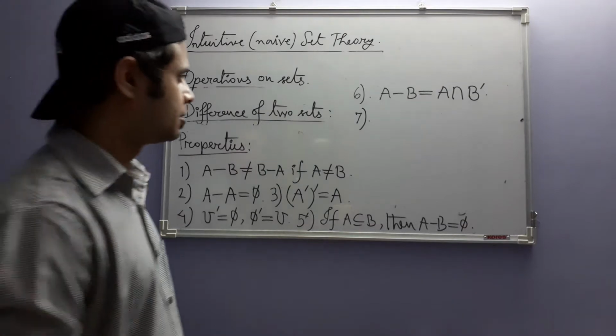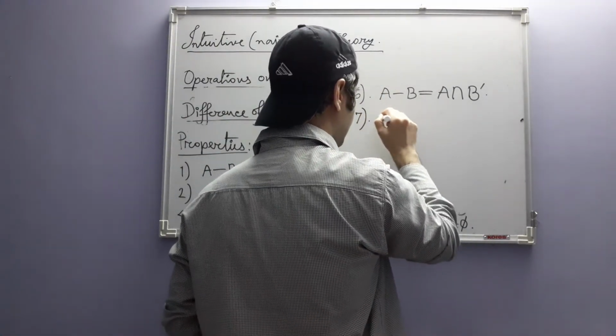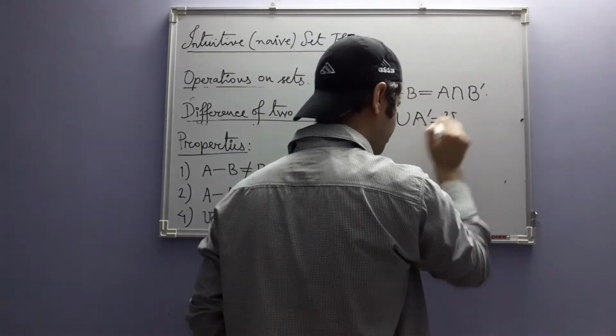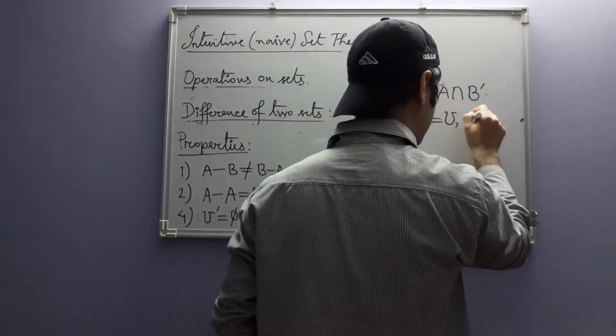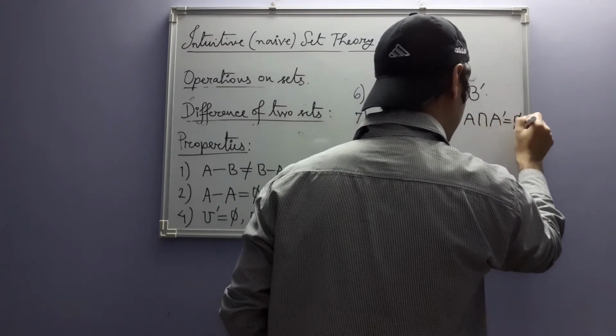Oh, yes. Partition. A union A complement is the universal set, and A intersection A complement is empty.